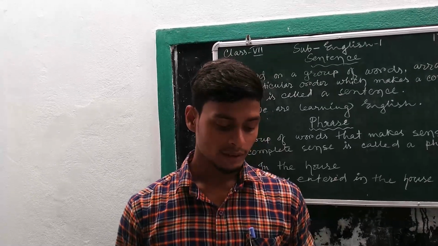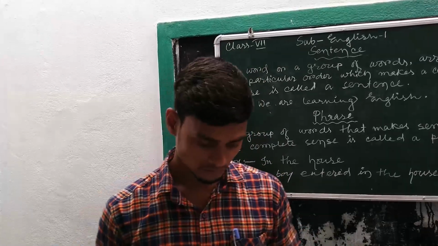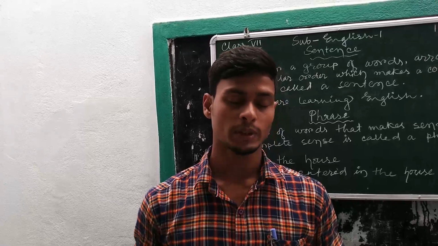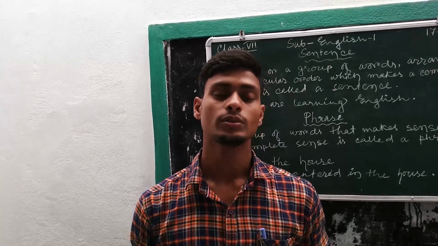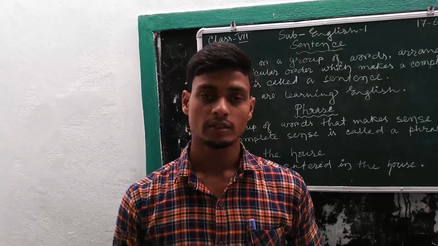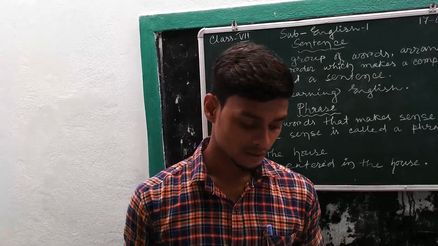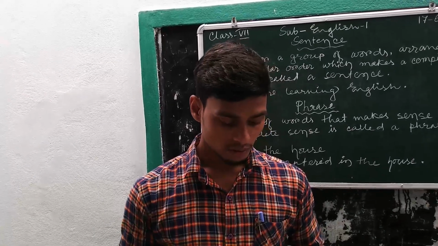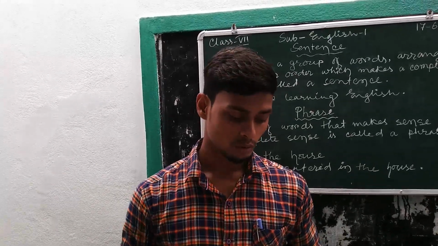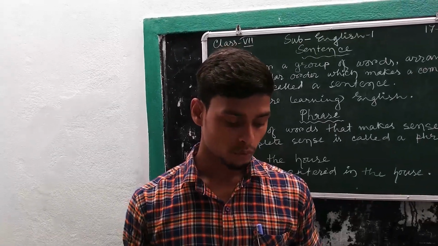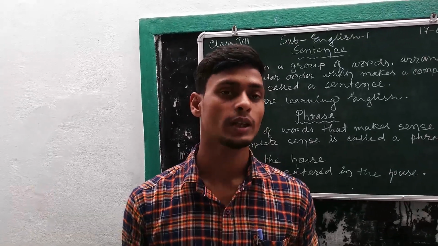Now I am reading the question number 1. Full of useful information. Using this phrase, you have to make a sentence. You can make a sentence this way: I have a book, or I have a story book, and the book is full of useful information.